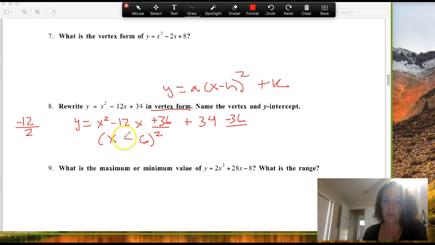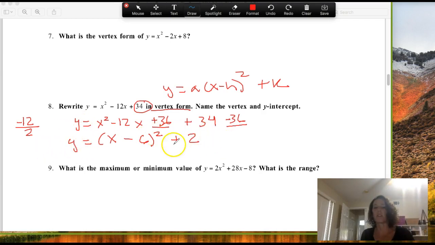And there's my perfect square: (x - 6)² + 34 - 36 is 2. Remember over here how I said you need 2 more to make a perfect square? That's really what you needed, 2 more. So y equals, there is my vertex form.